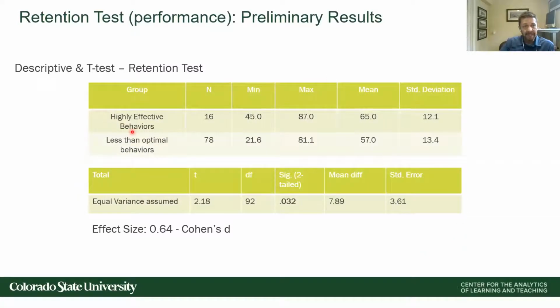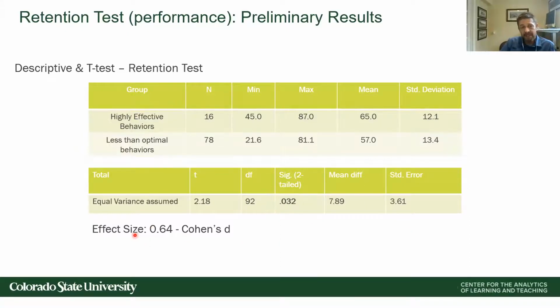So here are the descriptives. On the highly effective behaviors, this is the U behavior behaviors, the mean score is here, 65, and the less than optimal behaviors was 57. And there's a significant difference between those two conditions.